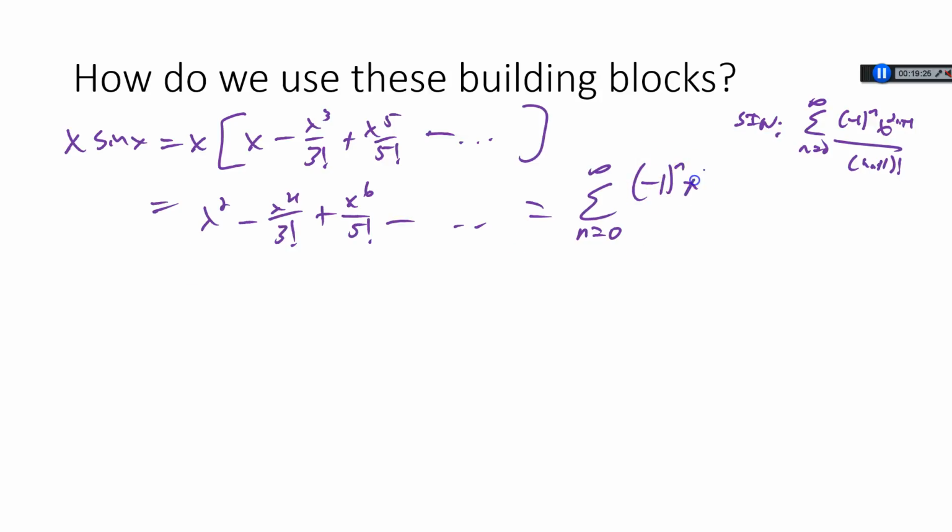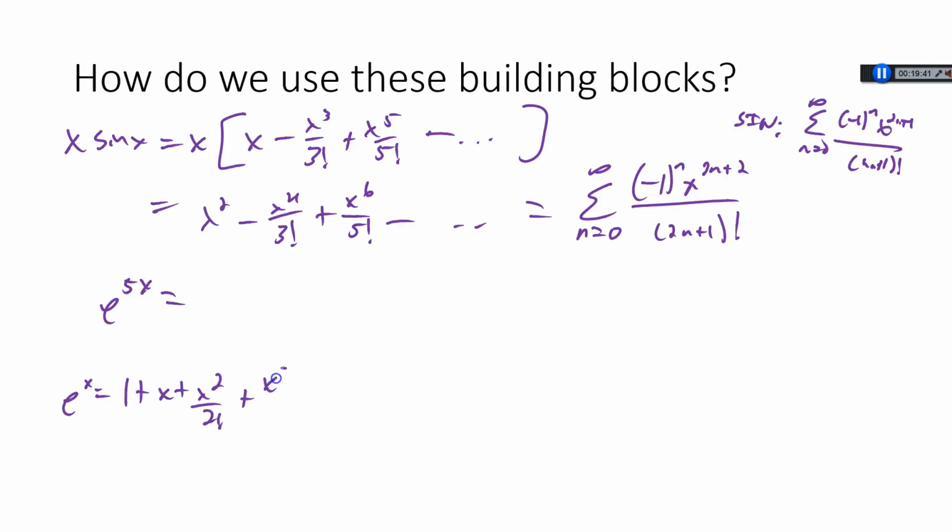And then it's x to the 2n plus 2 divided by still 2n plus 1 factorial, because that hasn't changed on the bottom. Another one they could ask you, all right, what's e to the 5x? Well, e to the x is 1 plus x plus x squared over 2 factorial plus x cubed over 3 factorial. So all I'm going to do is replace all these x's. So this would be 1 plus 5x plus 5x squared over 2 factorial.